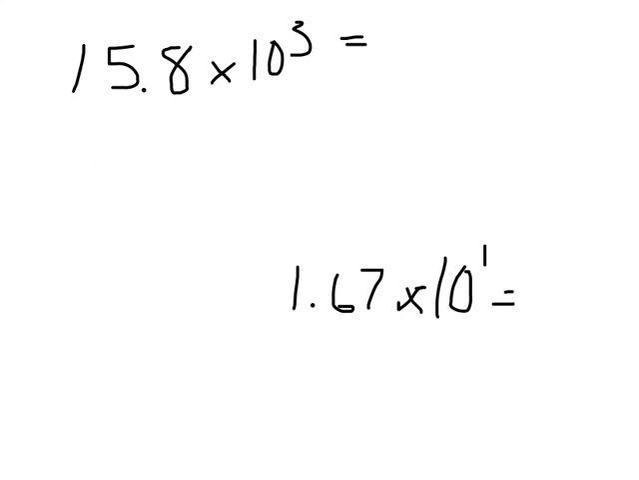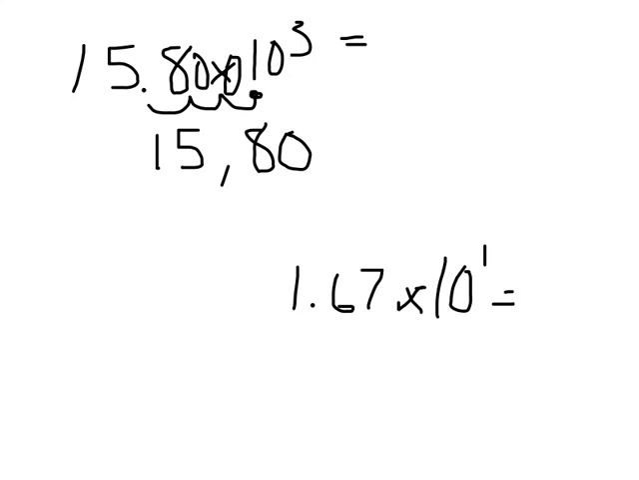What's 15 and 8 tenths times 10 to the third power? Well, I would need to move the decimal 3 times to the right, so 1, 2, 3, 15,800. What's 1 and 67 hundredths times 10 to the first power? Well, I would need to move the decimal once to the right, so 16 and 7 tenths.